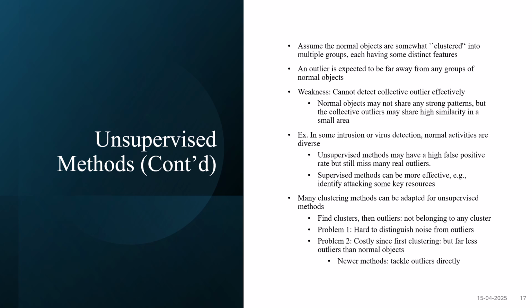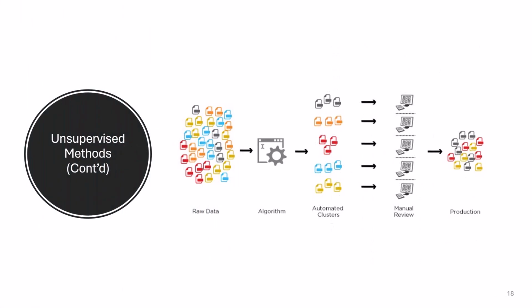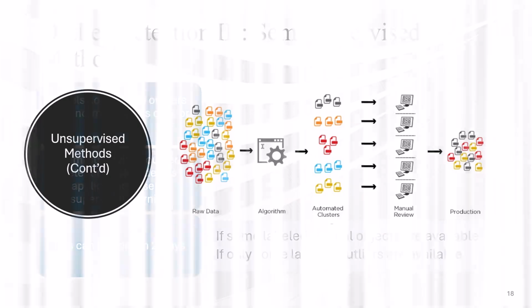It is usually assumed that there are far fewer outliers than normal objects. Processing a larger population of non-target data entries before one can touch the real meat can be unappealing. The latest unsupervised outlier detection methods develop various smart ideas to tackle outliers directly without explicitly and completely finding the clusters. As shown in the example, raw data is supplied to the algorithm, then automated clusters will become the output, then manual review will be done, then it will be the production.